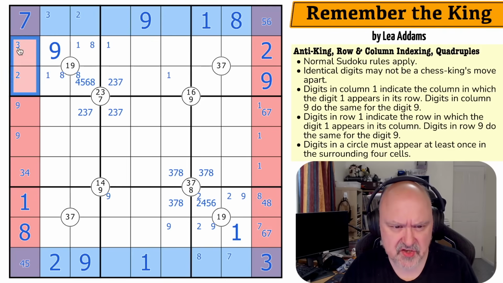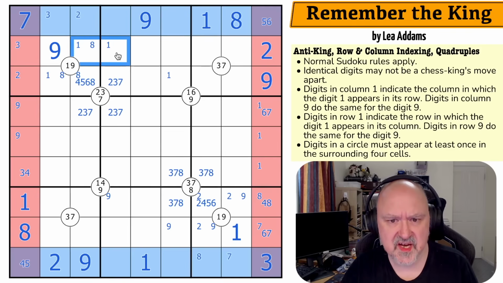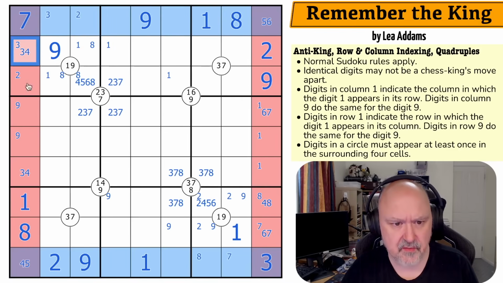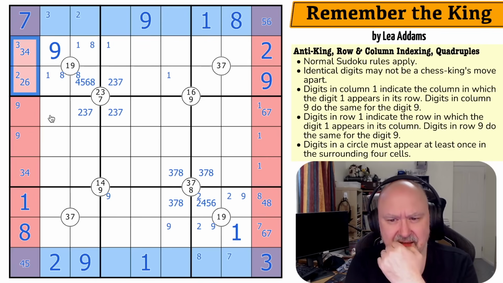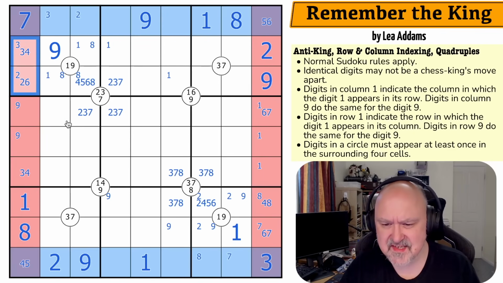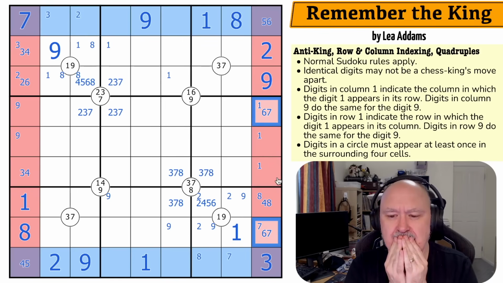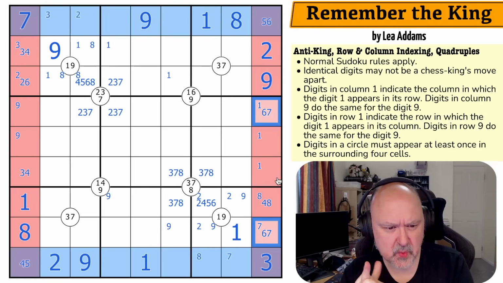So I could do the same here, surely, because this is indexing the 1, which has to be in one of those two positions. So this is either 3 or 4, and this has to be 2 or 6. Can I do anything with that? Well, this is a 6-7 pair now. That's a 6-7 pair. And I've got a 3-4 pair as well.